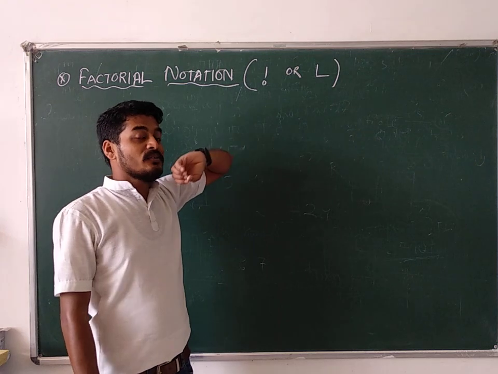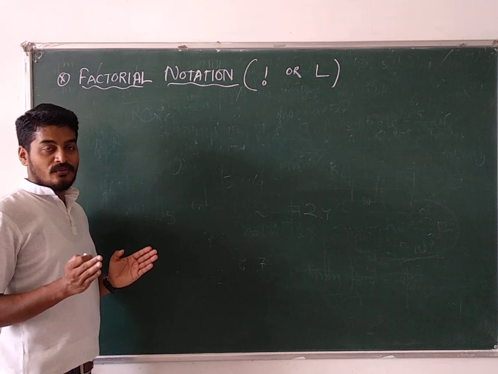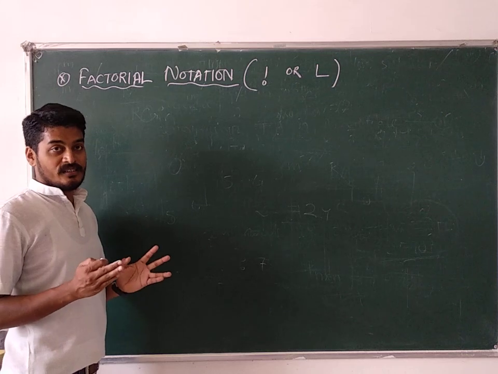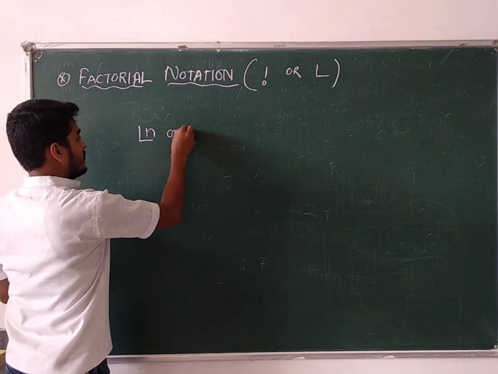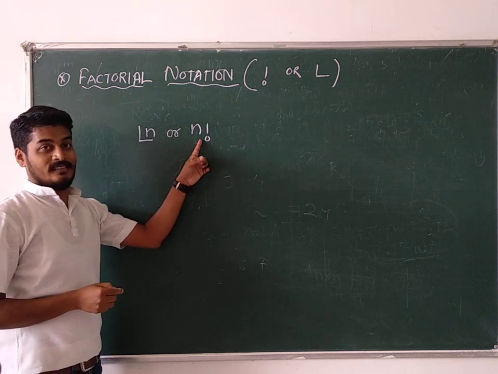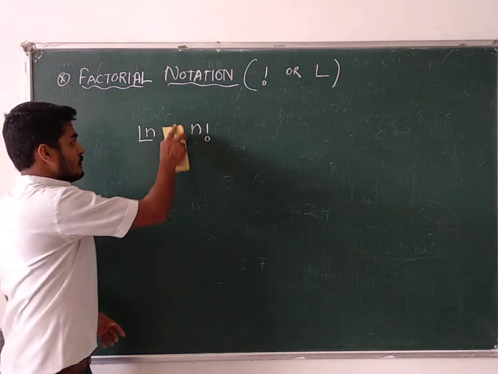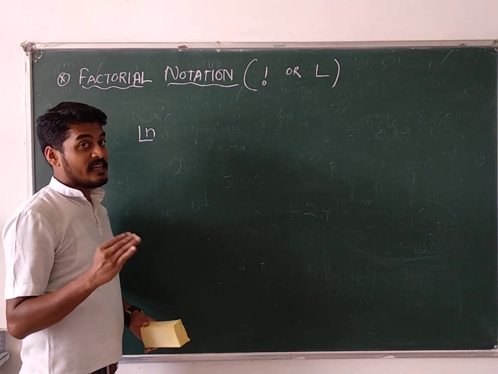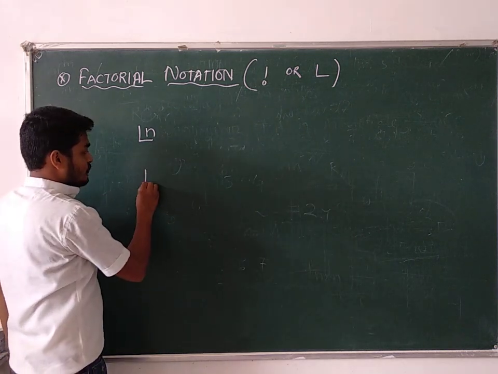So what is actually factorial? Factorial is nothing but the multiplication of consecutive first n natural numbers. Factorial of n, or you can say n factorial. I will use this symbol only. So factorial of n means what? It is a multiplication of first n consecutive natural numbers. First n natural numbers.